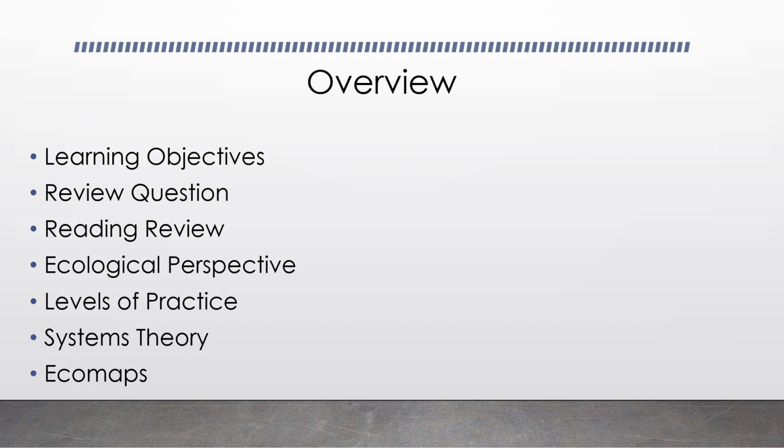To start, I'd like to give you an overview of what's going to be in today's eClass. We're going to go over the learning objectives for this module. We're going to go through a review question. This is to help give you an idea of what's going to be on the quiz. We're going to go over the reading review, briefly cover the ecological perspective, levels of practice, systems theory, and we're going to go over an application of ecological perspective and systems theory that social workers use a lot. This is the eco map.